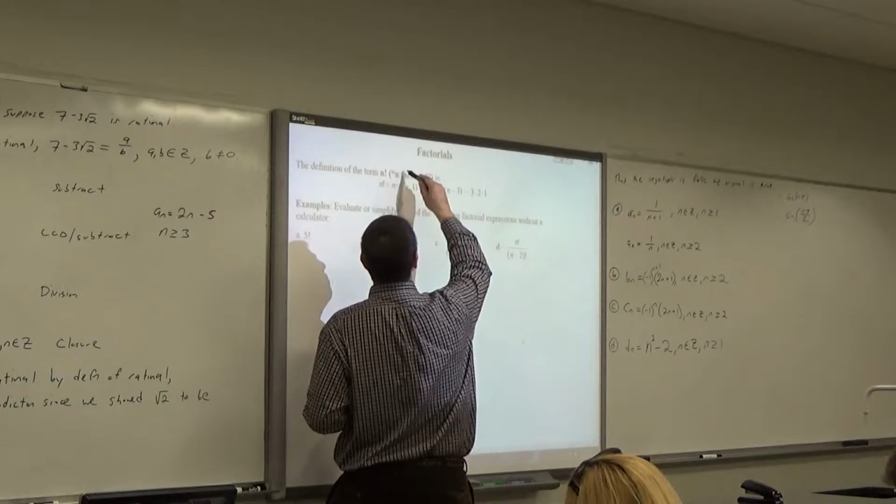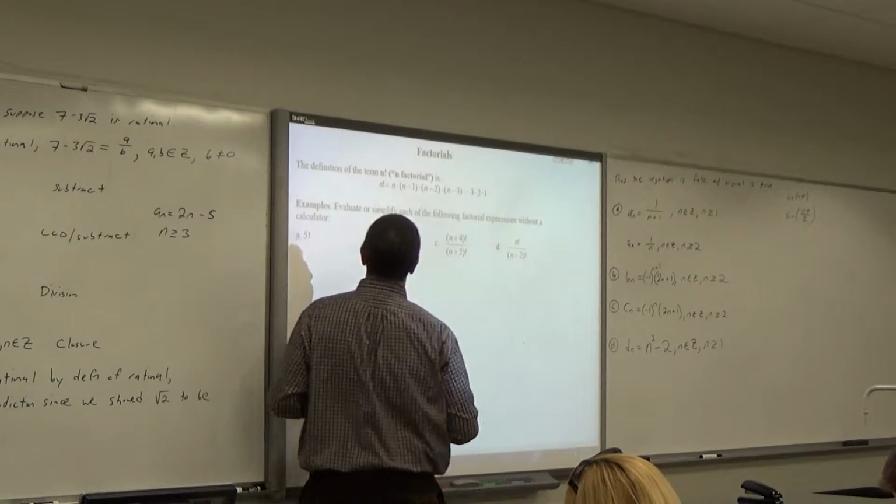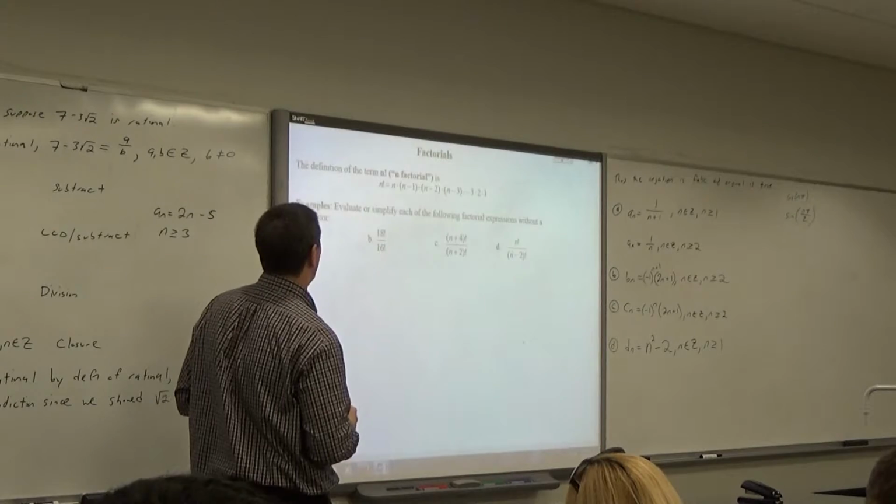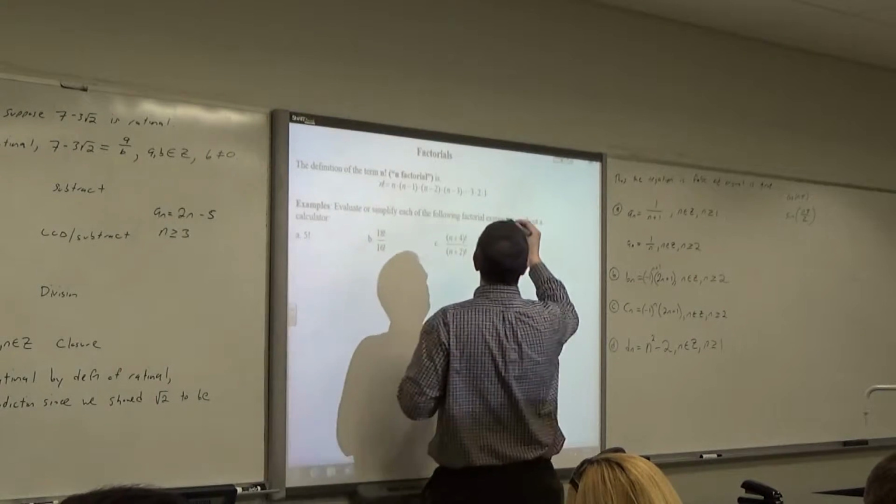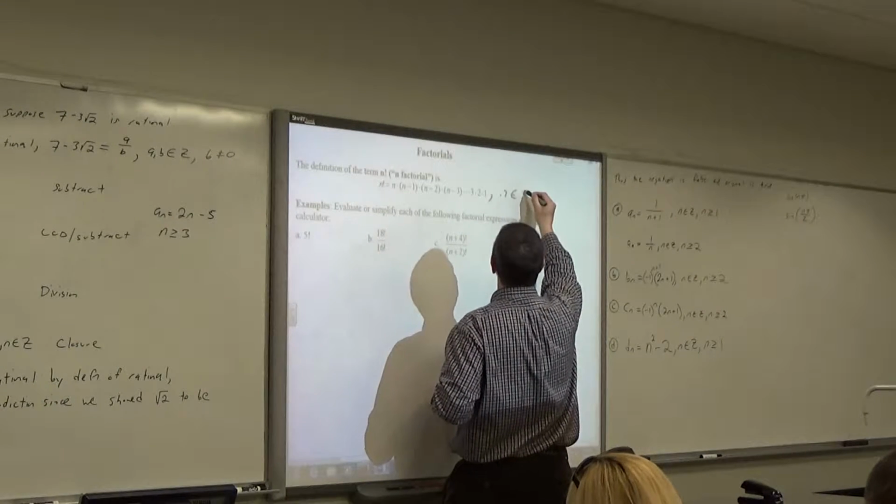1, and you just keep multiplying in descending integers until you get down to 1. I should note that, and I didn't write this, but n should be an integer.